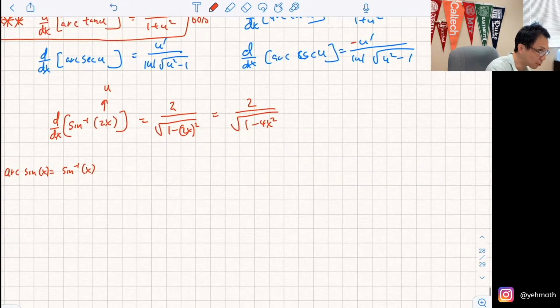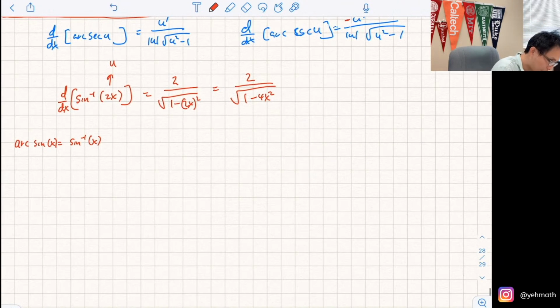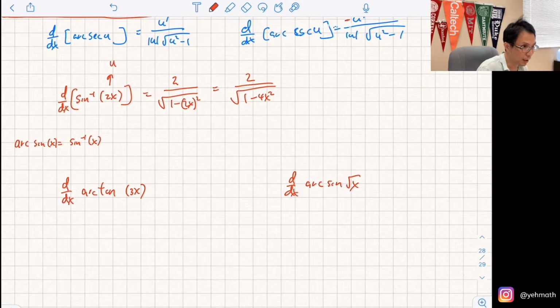Okay, so I'm going to ask you to try two of them. If I'm taking d/dx of arc tan of 3x, and I'm going to ask you to take d/dx of arc sine of square root of x. Can you give me an answer on both of them?